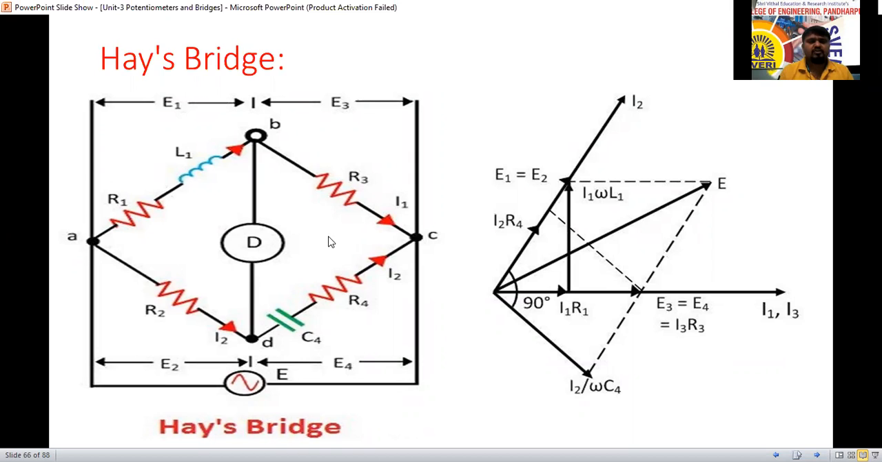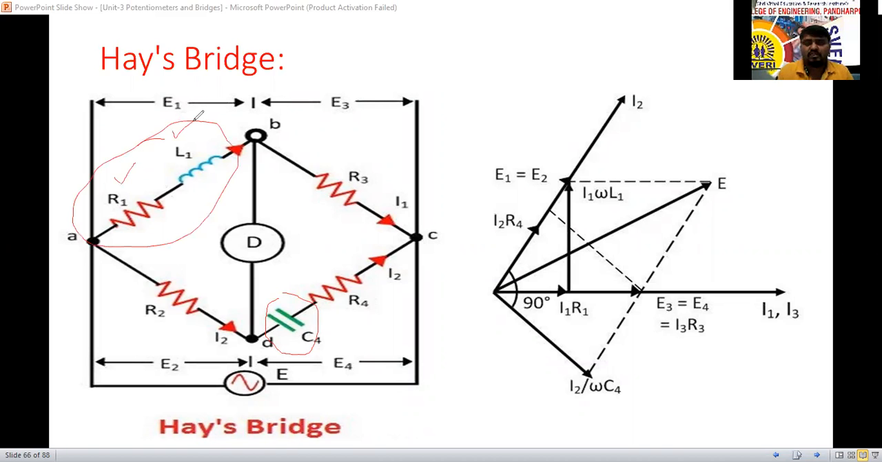See here, it is also the same, only four branches are there: AB, BC, CD, and DA. All four branches are there. It is also a combination of resistance, inductance, capacitance here. Instead of the parallel resistance in the Maxwell inductance and capacitance bridge, the capacitor is connected in series here. So this branch will be considered as the unknown branch here now.